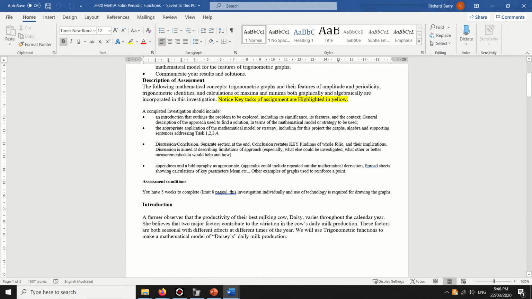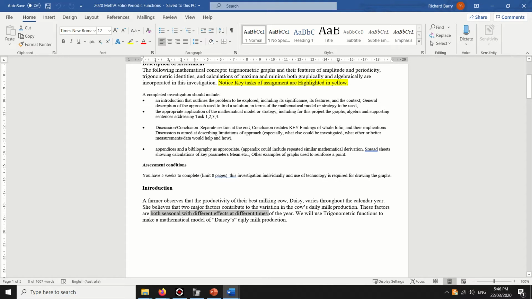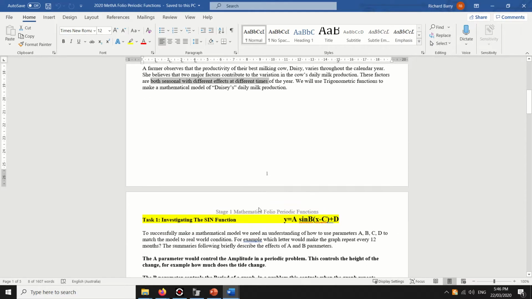Your project is going to be about the productivity of a milking cow, i.e. how much milk it makes each day, with the idea that at different times of the year it will produce different amounts of milk. So every time we see a graph, we're looking at a year's scale on the bottom, and going up the side is the daily milk production.